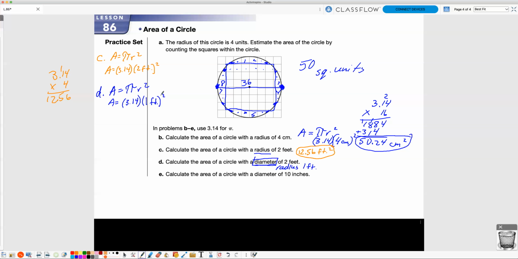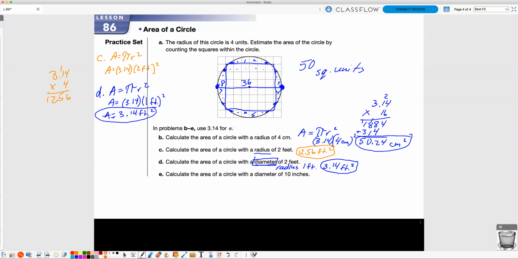1 foot squared is 1 square foot. So that's it. The 1 times 1 is 1. And 3.14 times 1 is simply 3.14. So that equals 3.14 square feet would be the answer for letter D. So that would be right here. 3.14 square feet would be the area of the circle whose diameter is 2 feet.